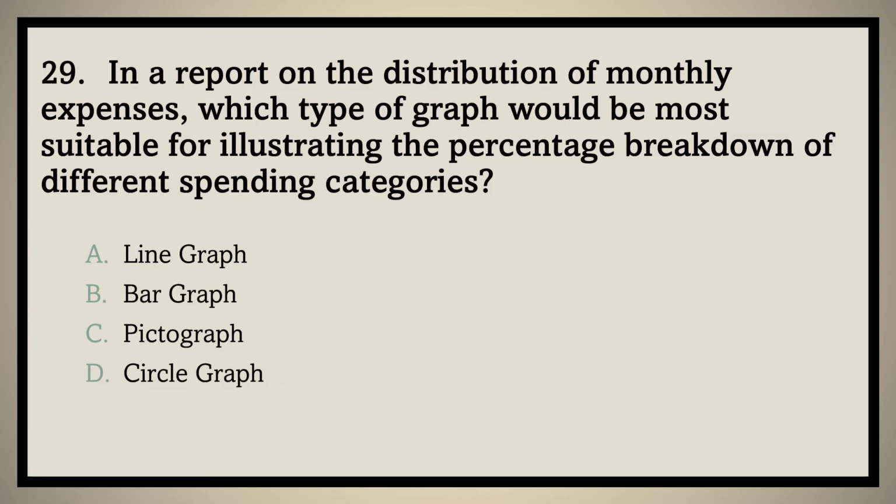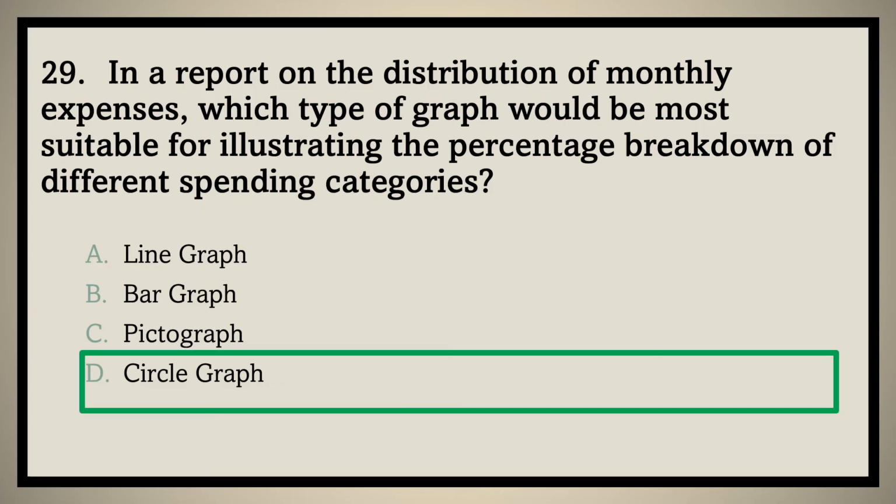In the context of illustrating the percentage breakdown of different spending categories in a report on monthly expenses, the most suitable type of graph would be D. Circle graph, also known as pie chart. A circle graph, or pie chart, is ideal for showing proportional data or percentages.